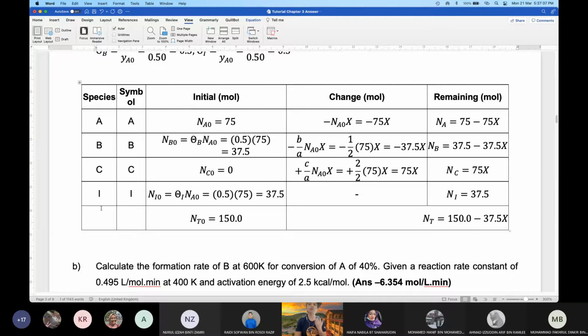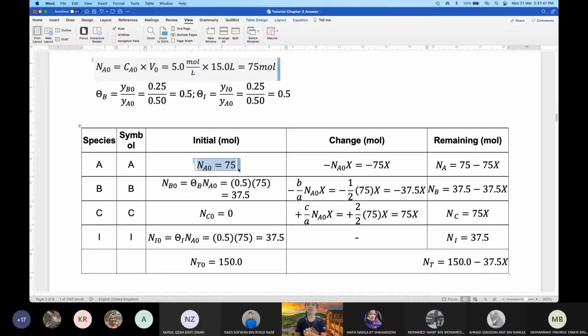Okay, so first for A. So for A and A0, you already know, and A0 we calculated as 75. So Na0, 75. Okay, so don't forget, write down Na0 equals to 75. Next, the change for A. So the change of A is a reactant. A will disappear or A will reduce as the reaction goes. So it become minus Na0X.